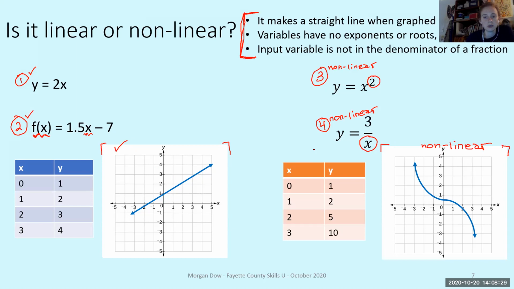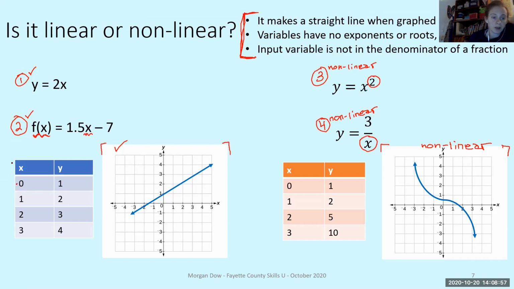Okay, so we looked at the equations, we looked at the graphs. Now let's talk about these tables. For these tables, we want to think back to the actual definition of a linear function, where it's a function with a constant slope or a constant rate of change. So to determine whether or not the rate of change is constant, what we would do is look at the change that's happening in our input variables.